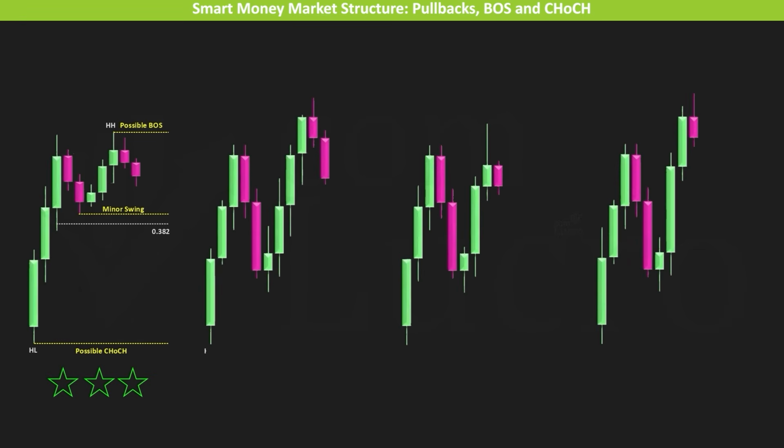In the first case, none of the pullback criteria are present, so this level is classified as a minor swing. Any retracement around this area is considered weak and unreliable. In the second case, we have a confirmed break of structure and a valid retracement that reaches at least the 38.2% level. But there is no imbalance. For that reason, this level qualifies as a valid pullback reference, but only with 2 out of 3 criteria met.